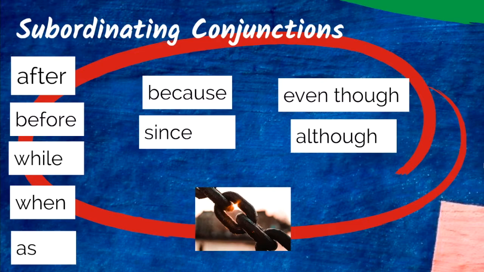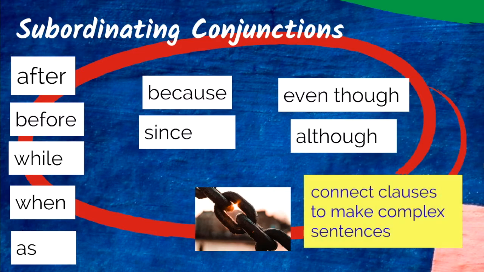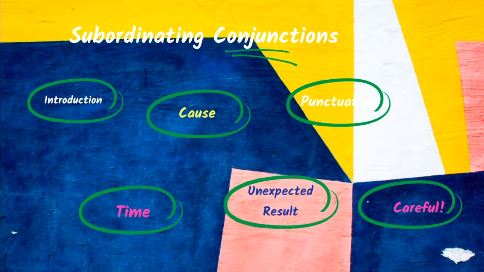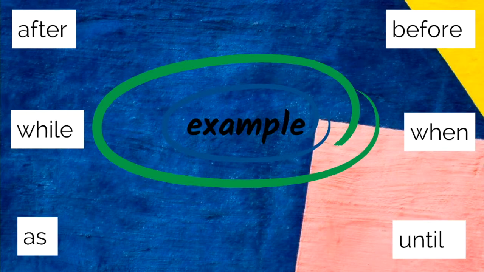Subordinating conjunctions have a very important job. They connect clauses to make complex sentences. If you don't remember, a clause is a subject and a verb. So when you use these words, you always have two clauses. Let's look more closely at the different relationships that these words can express. Let's start with time. After, while, as, before, when, until, these are all words that show time relationships.